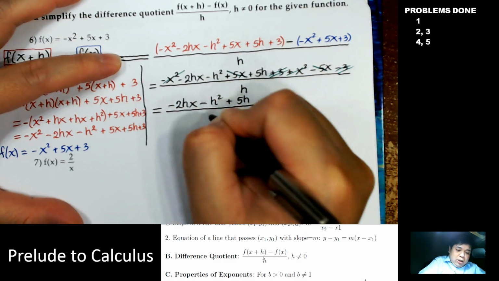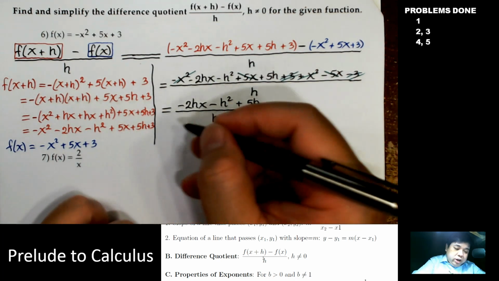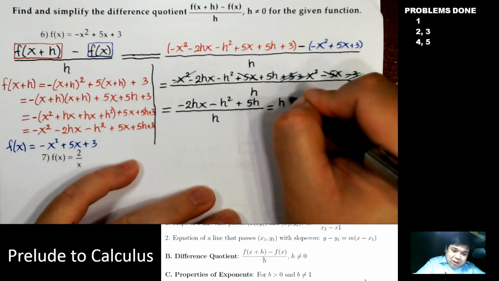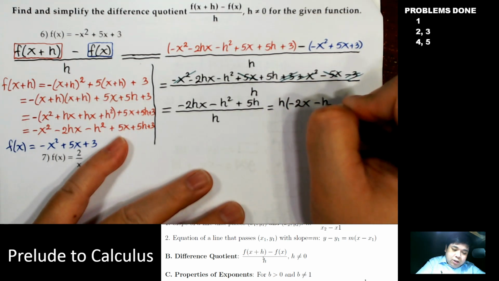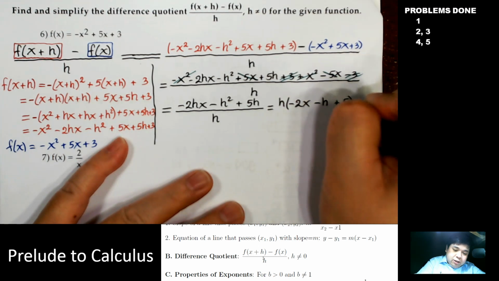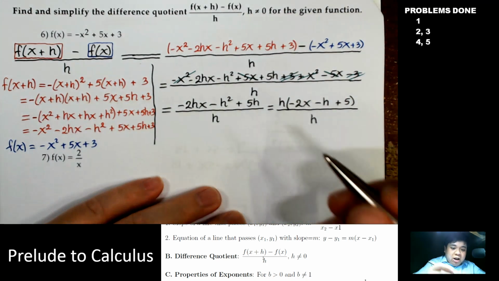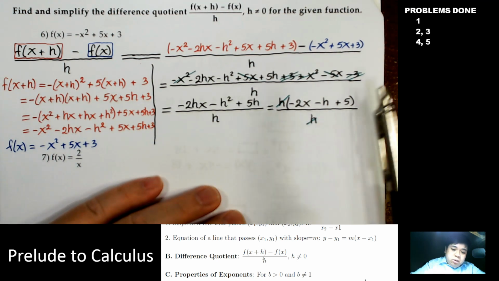all over h. Now we see that every term has an h, which we can factor out. Just factor out the h, don't factor out the minus. So we have negative 2x, negative h, and plus 5. And all of them have h on the top. We factor out, which will cancel with the h at the bottom. So we'll have just negative 2x minus h plus 5.